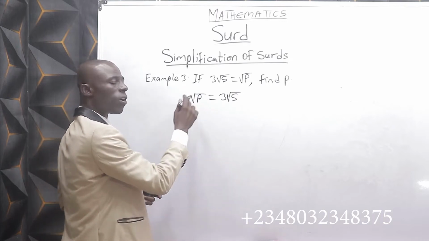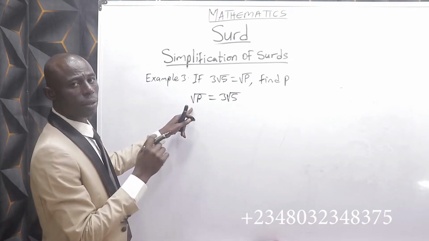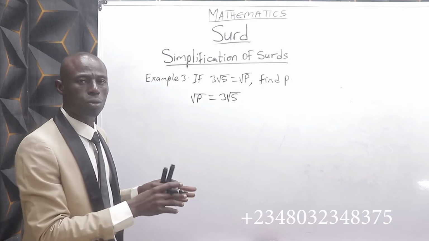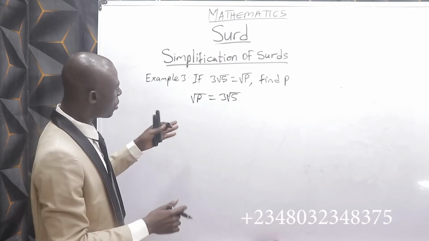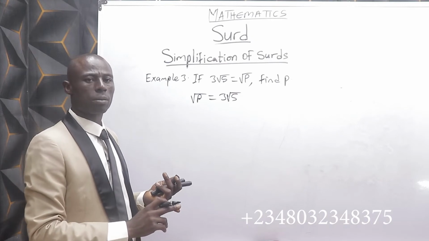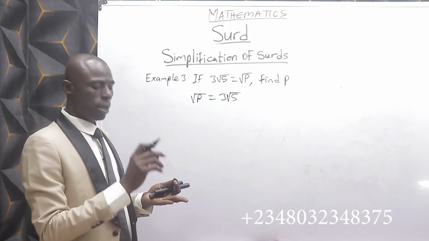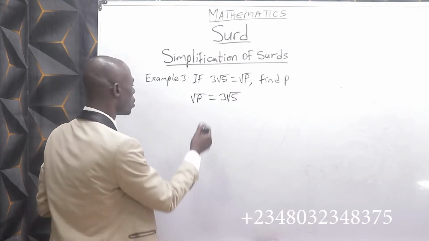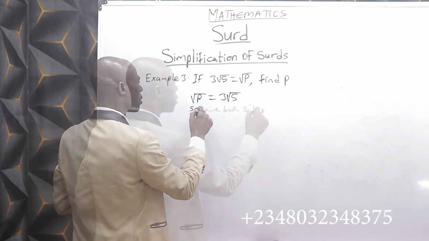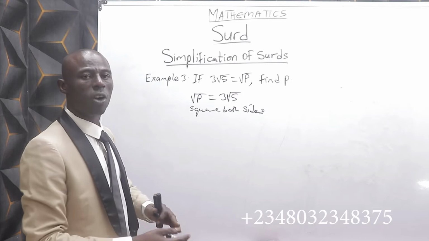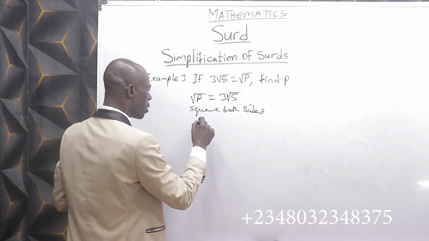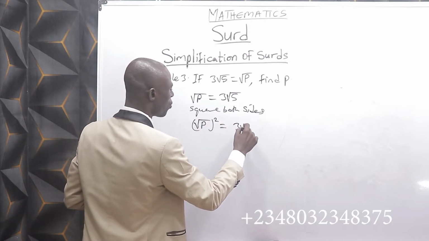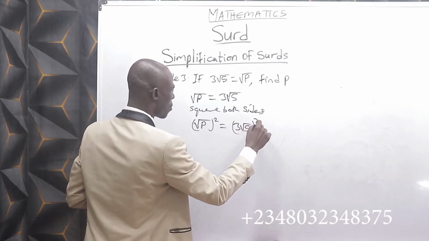To get the actual value of p, since it is the square root that is the problem on p, we use the power 2 to solve the problem. When square root poses a problem, power 2 solves it. When cube root poses a problem, power 3 solves it. How? Square both sides. That is to say, take power 2 of both sides, which is square root of p all raised to power 2, which is equal to 3 root 5 all raised to power 2.